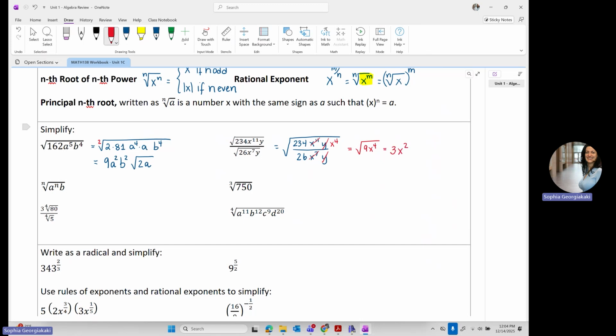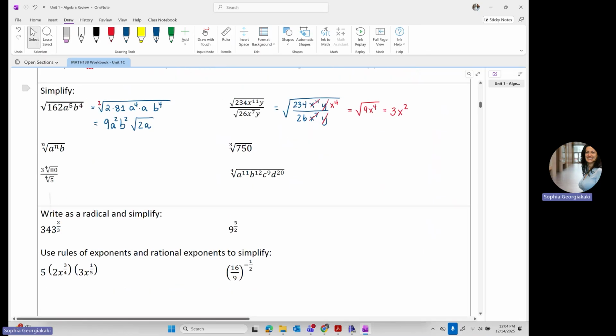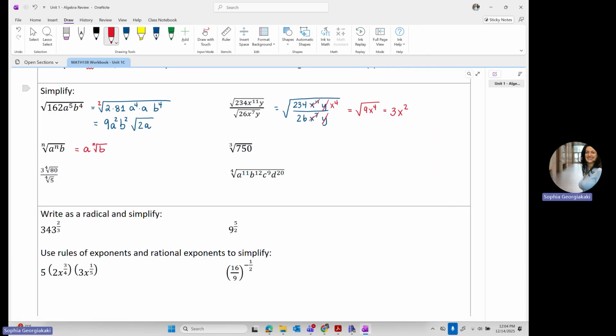The square root of 9 is 3, and the square root of x to the 4th is x squared. The nth root of a to the n b, assuming that the numbers are positive and I don't have to worry about the signs, will be a to the n divided by n, which is a, times the nth root of b.